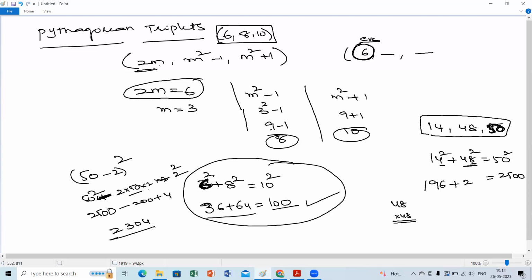2304. Right, ma? Yes, ma'am, 2304. Now, if you add up these two together, surely you will get 2500. Add up 196 to this. Yes, ma'am. So this is also a triplet, children. Yes, it is also a Pythagorean triplet.